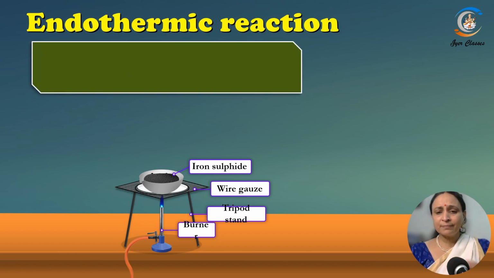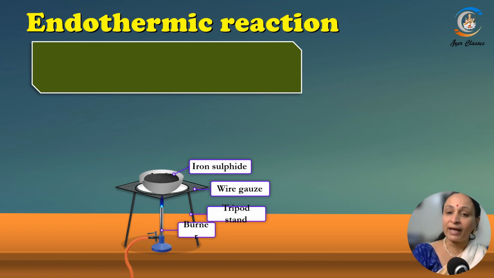Now if you just simply keep iron and sulfur together, no reaction will take place. But when you burn them together, the reaction takes place. That means heat is absorbed for this reaction. So this is called an endothermic reaction. Heat ko andar le liya.